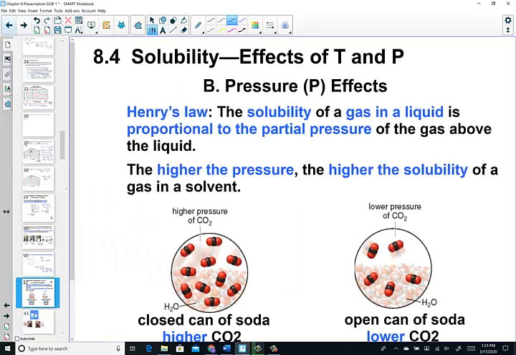So when we think about temperature, we can think of a direct relationship for solids and an indirect relationship for gases. How about pressure? Let's talk about the effects of pressure on the solubility of gases. Henry's law states that the solubility of a gas in a dissolved liquid is proportional to the partial pressure of the gas above the liquid.